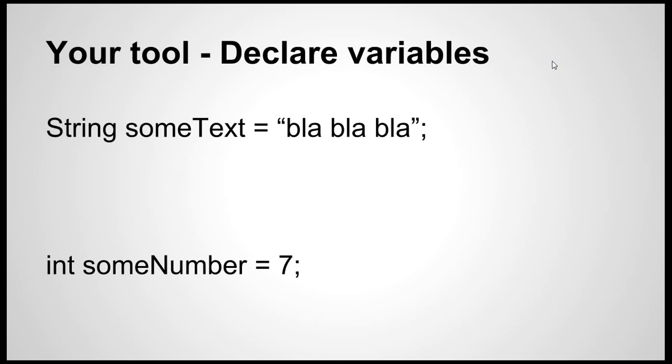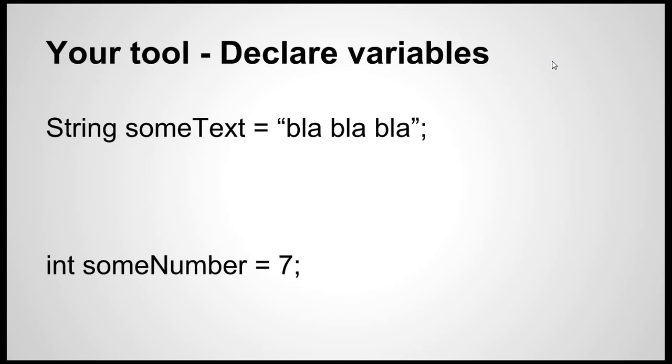I will provide you the tool to declare or define a variable. First, you have to write down the type of the variable, string. In this case, the name of the variable come after, some text, and then you write equal to, and you write the value of that variable, which is blah blah blah inside of quotes, because this is text. And then you finish the statement with a semicolon.